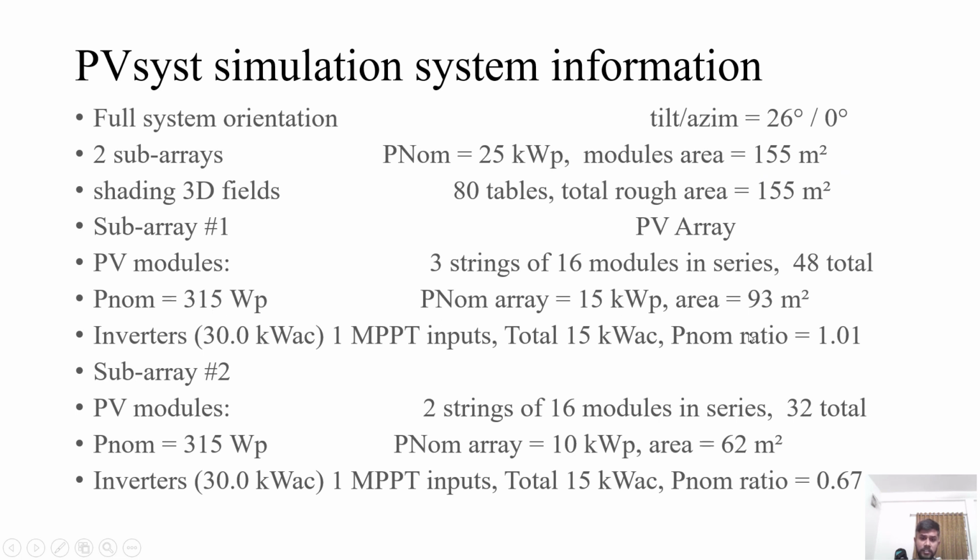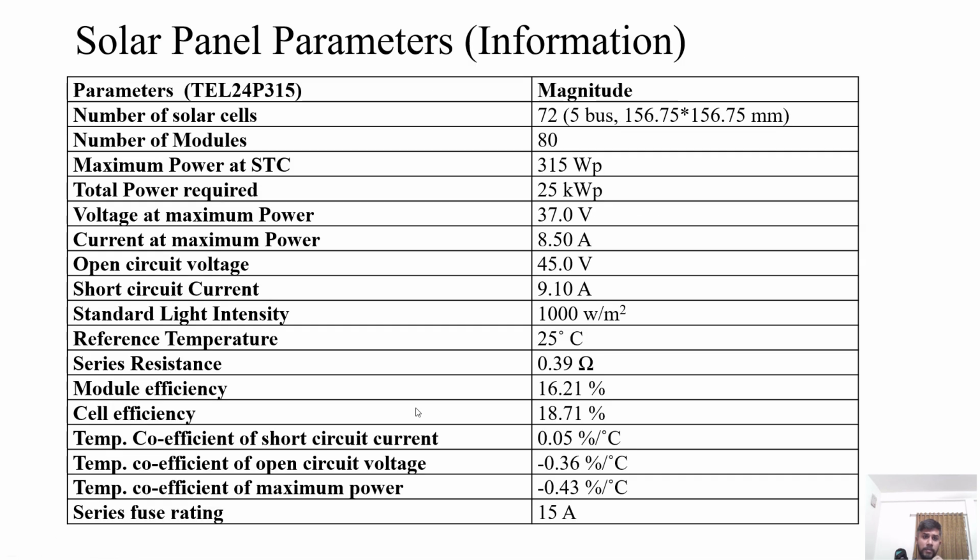First string is 15 kilowatt peak and second is 10 kilowatt peak. In the first we have a sub array of 3 strings of 16 modules in series, total 48, and in the second, 2 strings of 16 modules and 32 is the total. So these are some basic information available for the simulation purposes.